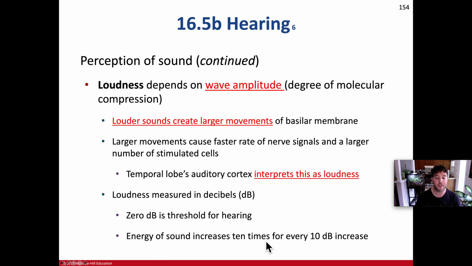And the energy of sound increases 10 times for every 10 decibel increase. So for every decibel increase of 10, you have to have a 10-time increase of energy.